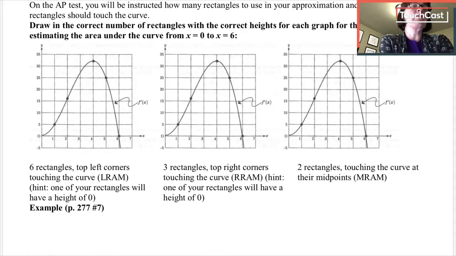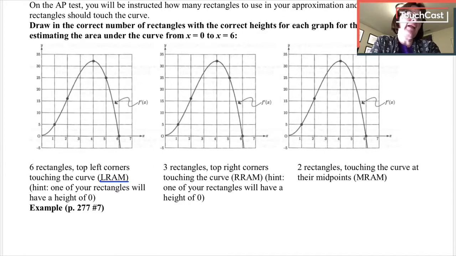So this is drawing the correct number of rectangles with the correct heights for each graph for estimating the area under the curve from 0 to 6. Let's look at this one. I wrote here 6 rectangles. We're going to use LRAM. That means the top left corners are going to touch. And here's a hint: one of my rectangles will have a height of 0.